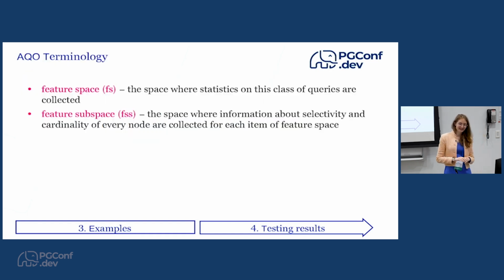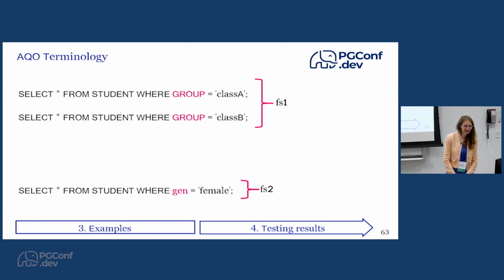And to simplify the concept of the query plan with AQO, I'll explain some AQO terminology: feature space and feature subspace. Feature space is the space that collects information about queries, and feature subspace is a subspace of the feature space that collects information about cardinality and selectivity of every node for every query. Maybe it's difficult. Let's consider some examples.